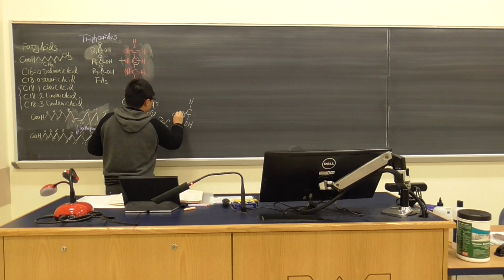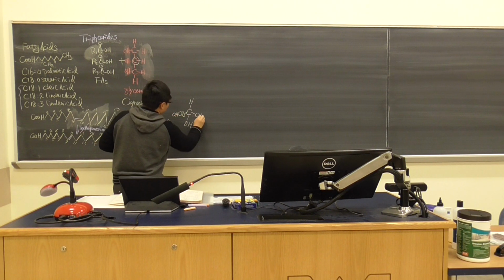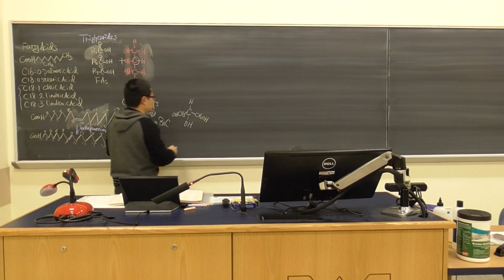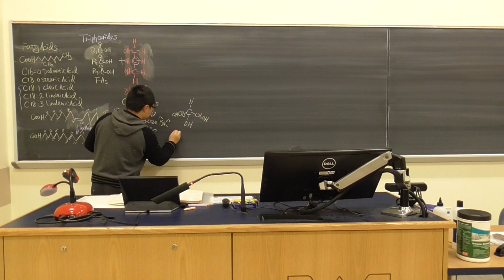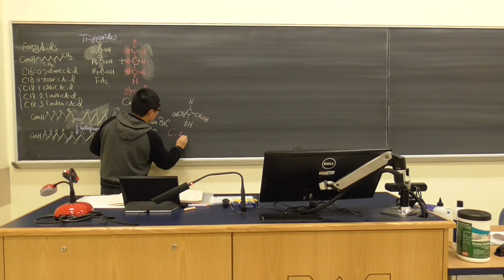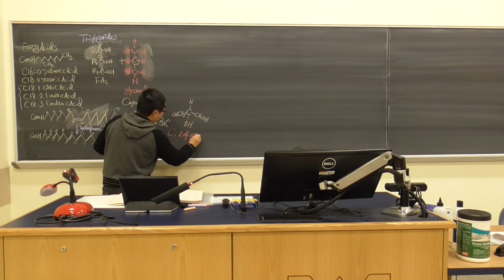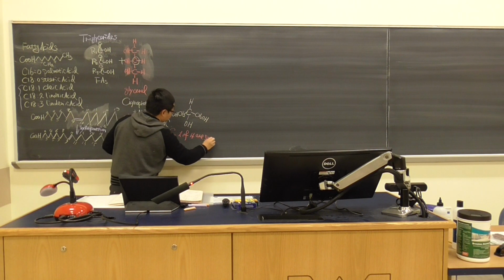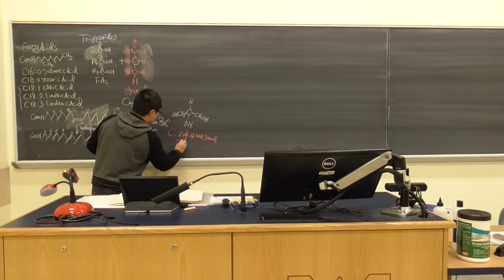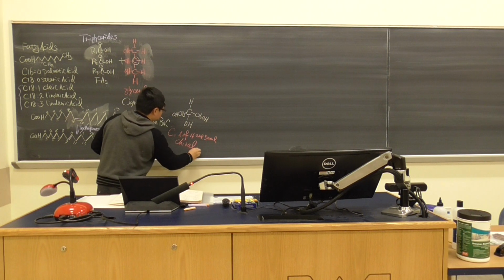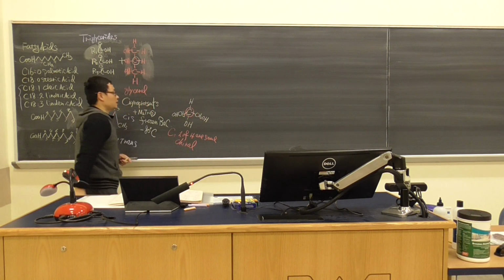CH2OH, this CH2OH, we can draw like that. So what this means is the C right in the middle has 2 of the 4 groups the same. That means it is a chiral structure. Okay, it's a chiral structure.